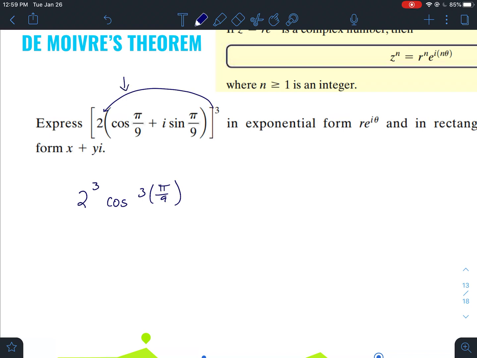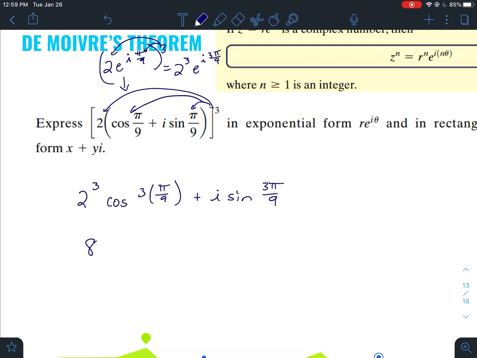In exponential form, this would be 2e^(iπ/9), and I'm going to do that 3 times. So the 3 goes here and the 3 goes here. So it would be 2 to the 3rd and then e^(i·3π/9). And then plus i sine, and the 3 is also going to go to that π.